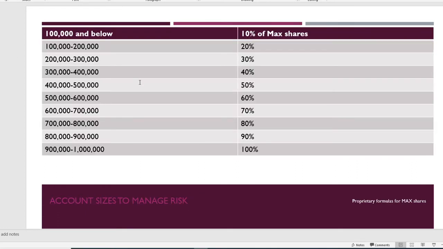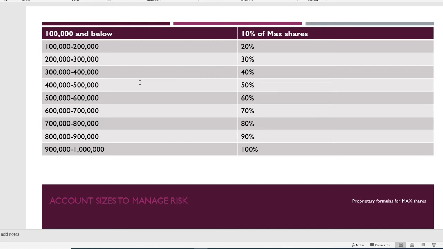Here's a chart of how I manage portfolios. Anything below $100,000, we use 10% of the max shares for any one underlying stock, CEF, ETF. And you can go down through 100 to 200,000. You're using 20% of those max shares. And this is per trade.